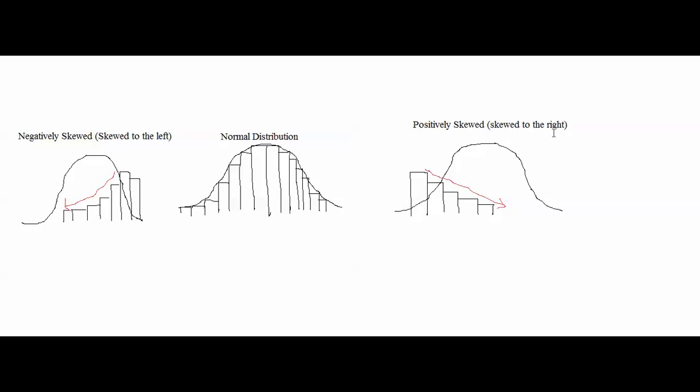The word skewed to the right actually refers to the direction it's trailing off toward. It doesn't refer to the side of the graph that it peaks at. So if it peaks at the left end and trails off to the right, it's skewed to the right. If it peaks at the right end and trails off to the left, it's skewed to the left.